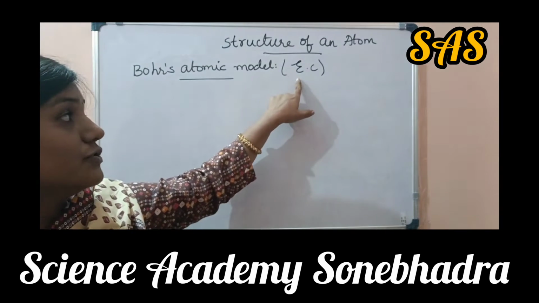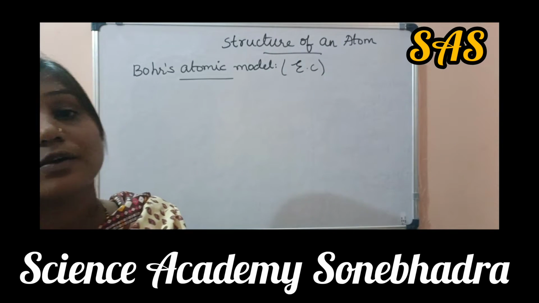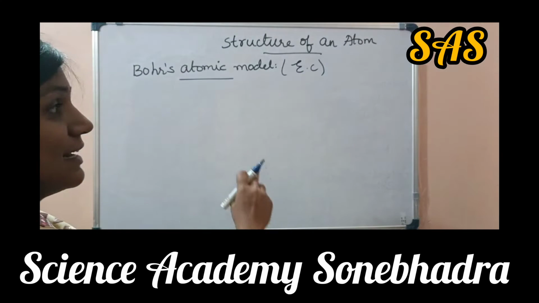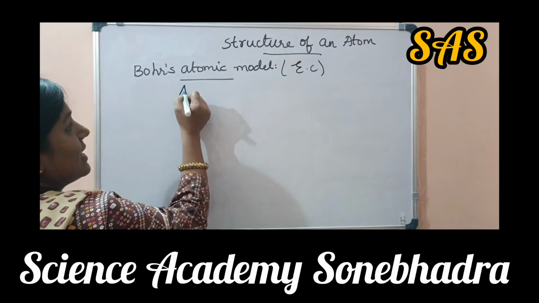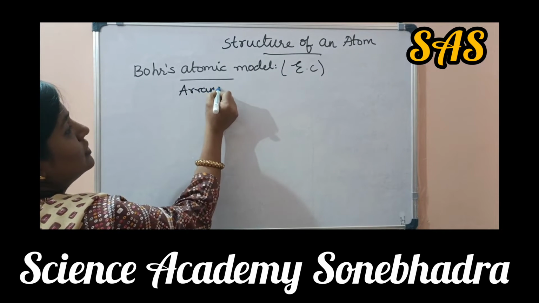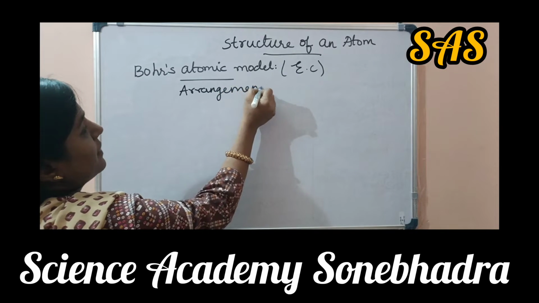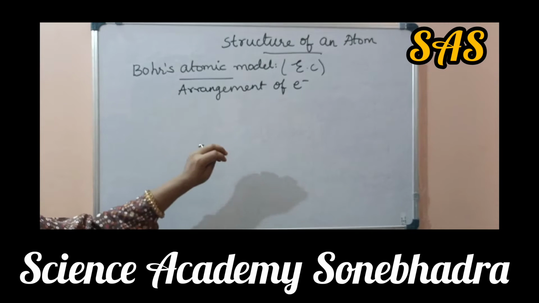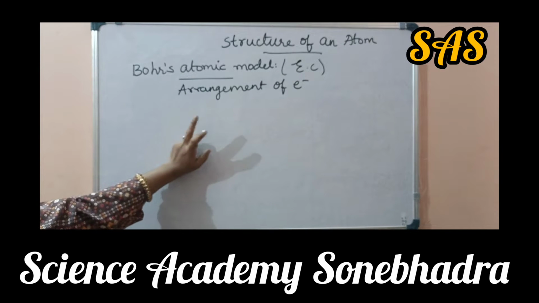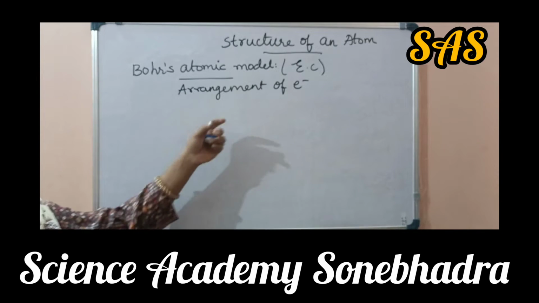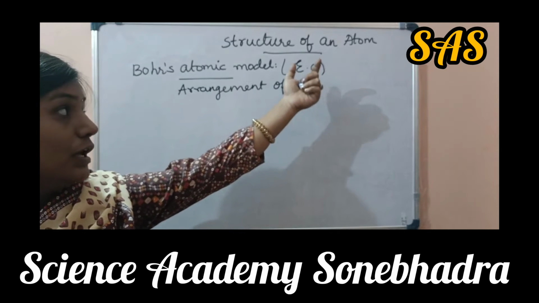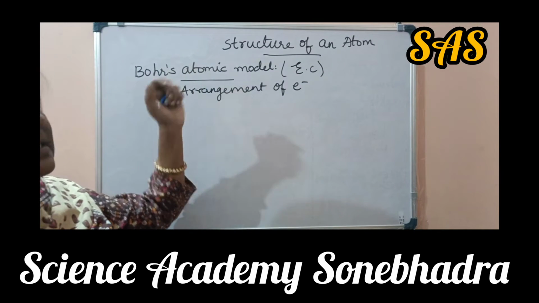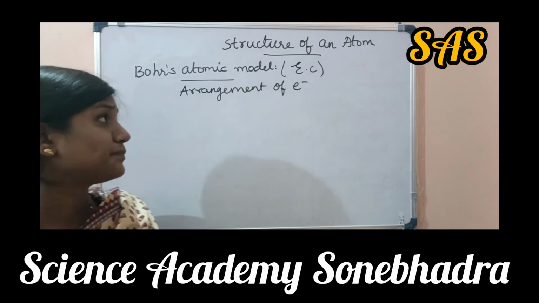So first you should know how to write the electronic configuration. What is electronic configuration? Arrangement of electrons in its orbit is called electronic configuration. So how to write the electronic configuration? For that, we should first understand Bohr's atomic model.